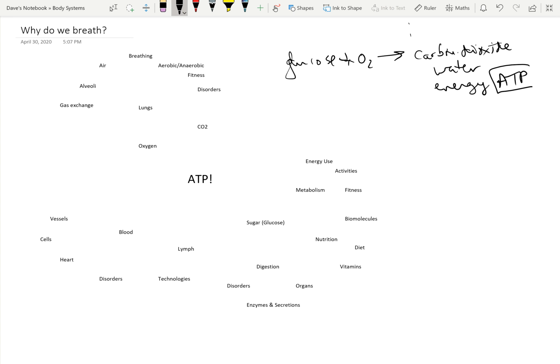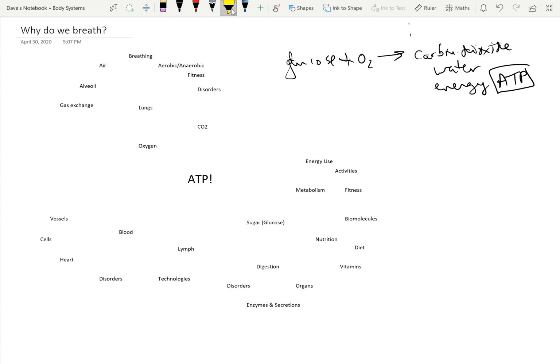ATP is the cell's energy molecule. And we can think of that in terms basically of like a wallet, cash in a wallet. The more you have in there, the more you can do. When you spend it, you can do whatever you want if you have enough money, right?